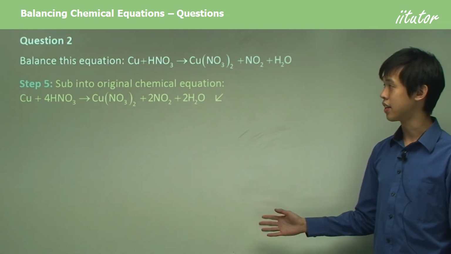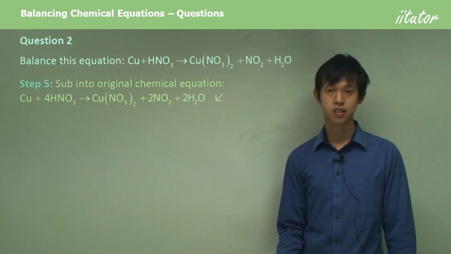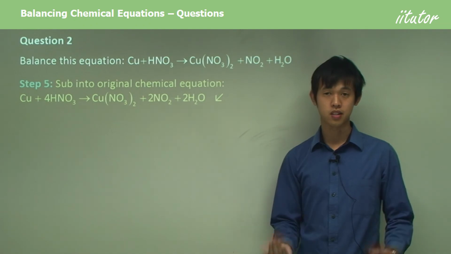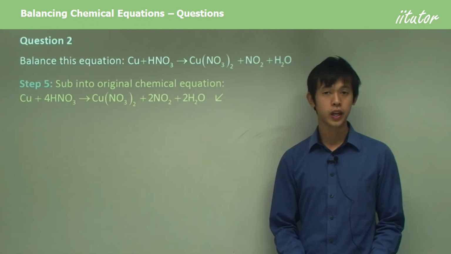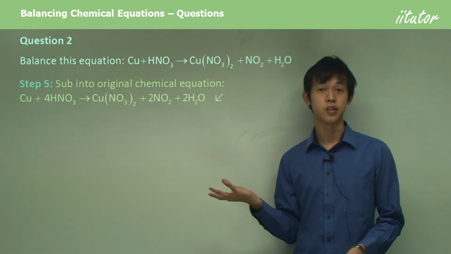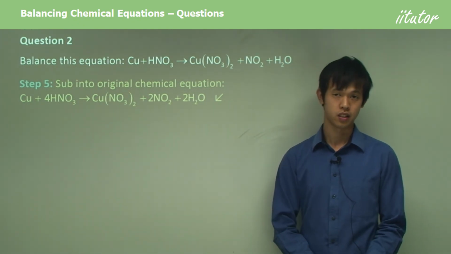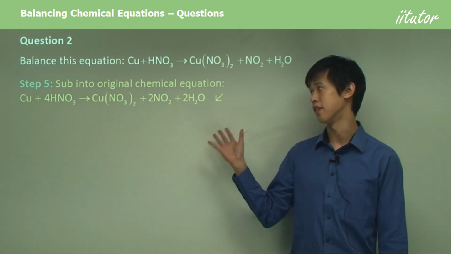So that concludes today's lesson on balancing chemical equations. We've looked at the steps of balancing equations, and we looked at a foolproof way of doing it. As you get better and better at this, you don't have to follow this as rigidly. You'll be able to use your own techniques and use your own intuition to solve these problems.